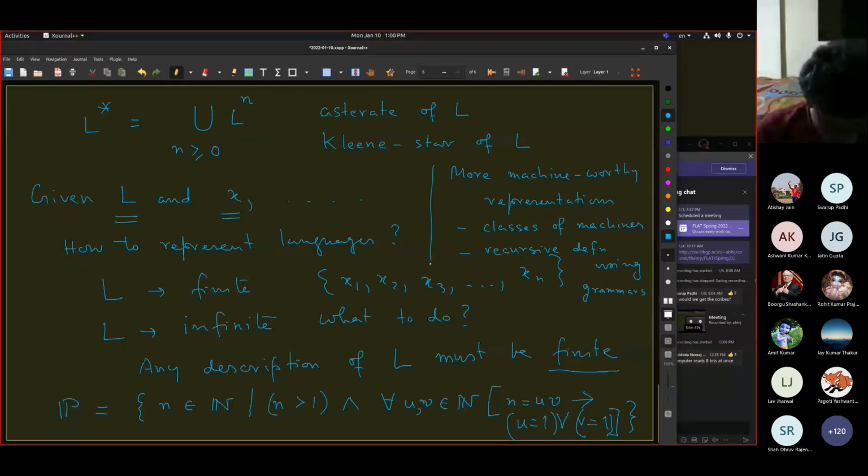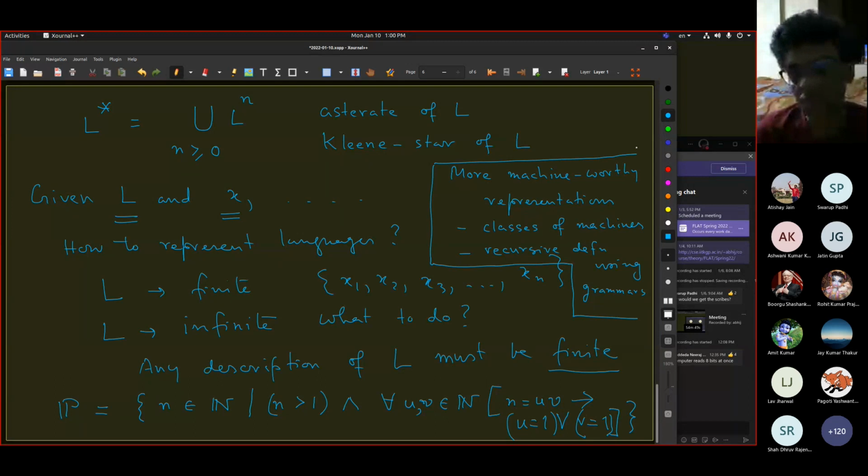Okay, so these two types of representation of L is all this course deals with. We will build classes of machines. They represent languages, even infinite ones. We will also represent languages using grammars, which is a kind of recursive way of building strings in the language from a set of primitives and a set of rules.